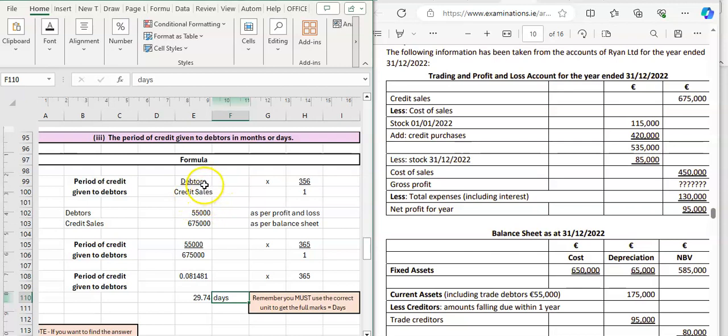So you need to find your debtors figure from your balance sheet. You need to find your sales figure from the profit and loss account. Divide your debtors by your credit sales, and whatever figure you get, then multiply by 365 days. You can also multiply by 12 to find the months, and make sure you fill in the units, days, correctly as per the question.